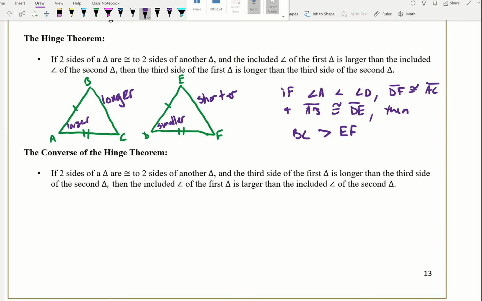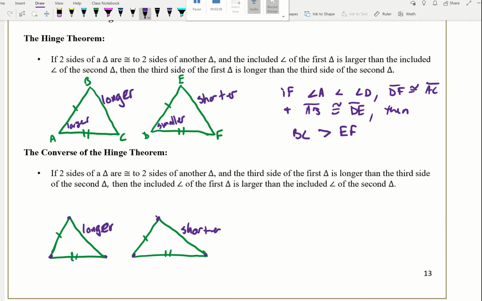The converse of this is also true. If I have two triangles with the same kind of setup, where two sides of a triangle are congruent to two sides of the other, and the third side of one is longer than the third side of the other, then there's a relationship between the angles of each triangle. So with ABC and DEF, based on the converse of the Hinge Theorem, I can assume that angle A is larger than angle D. Again, I don't know the measures of the angles, but I do know that angle A has to be bigger. This is because these side lengths are the same.